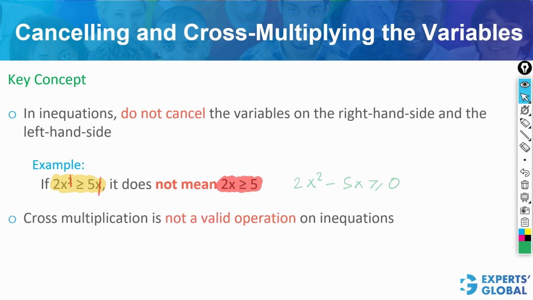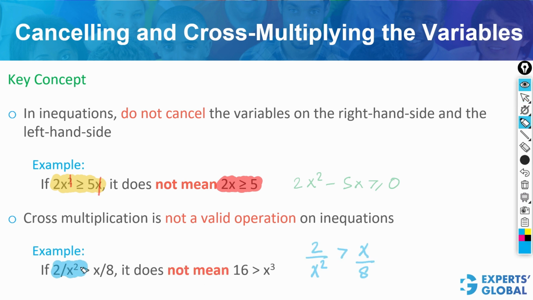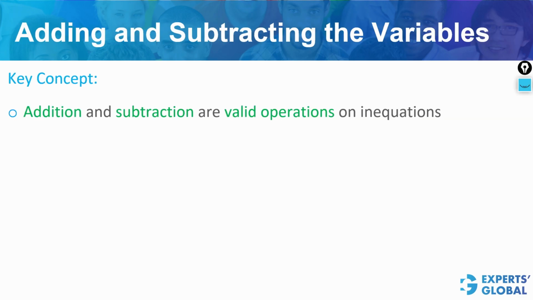Cross multiplication is not a valid operation on inequations. For example, this is the given inequation. Cross multiplying and coming up with this deduction is not correct. The right approach would once again be to take all the variables on one side and then go about solving the inequation. Addition and subtraction are valid operations on inequations.